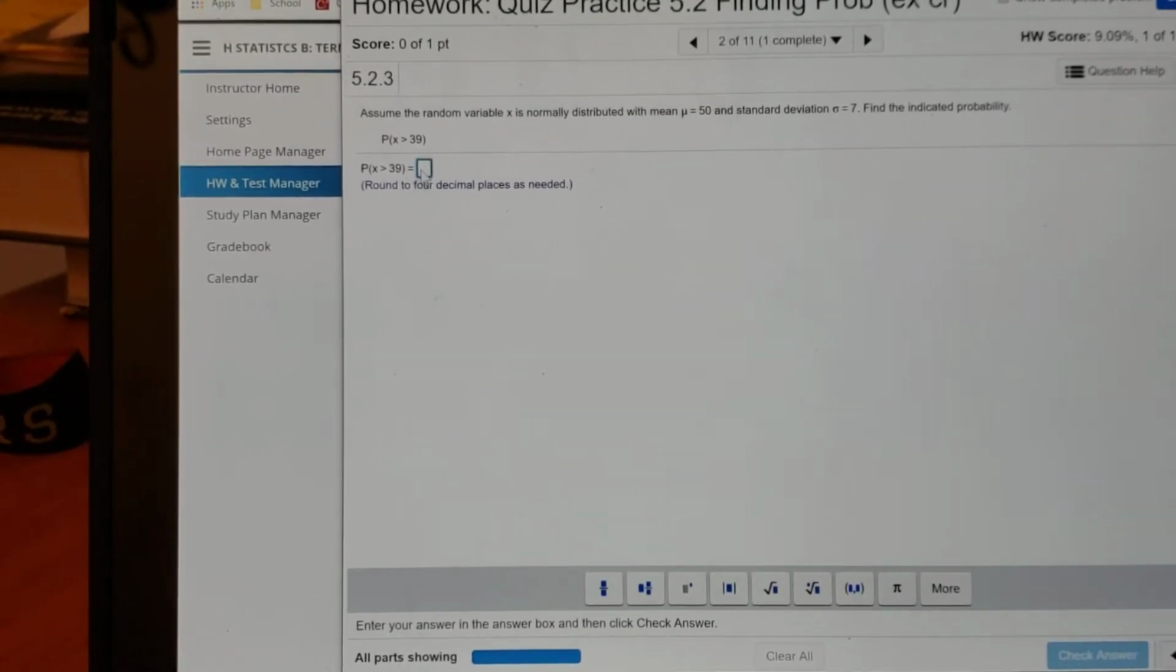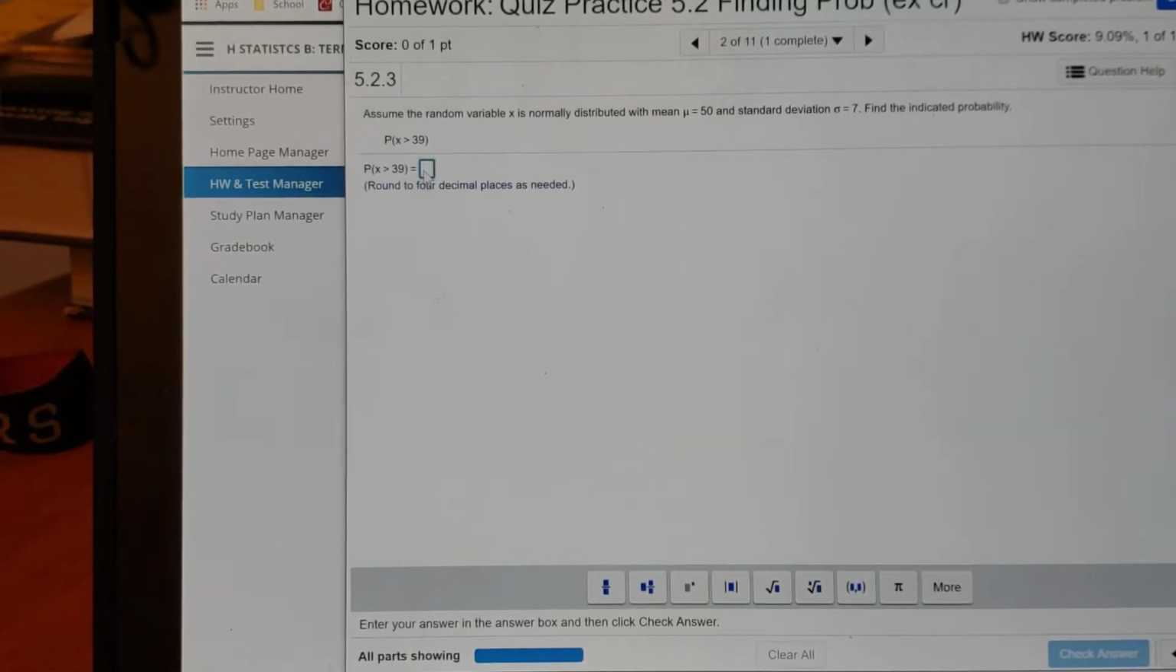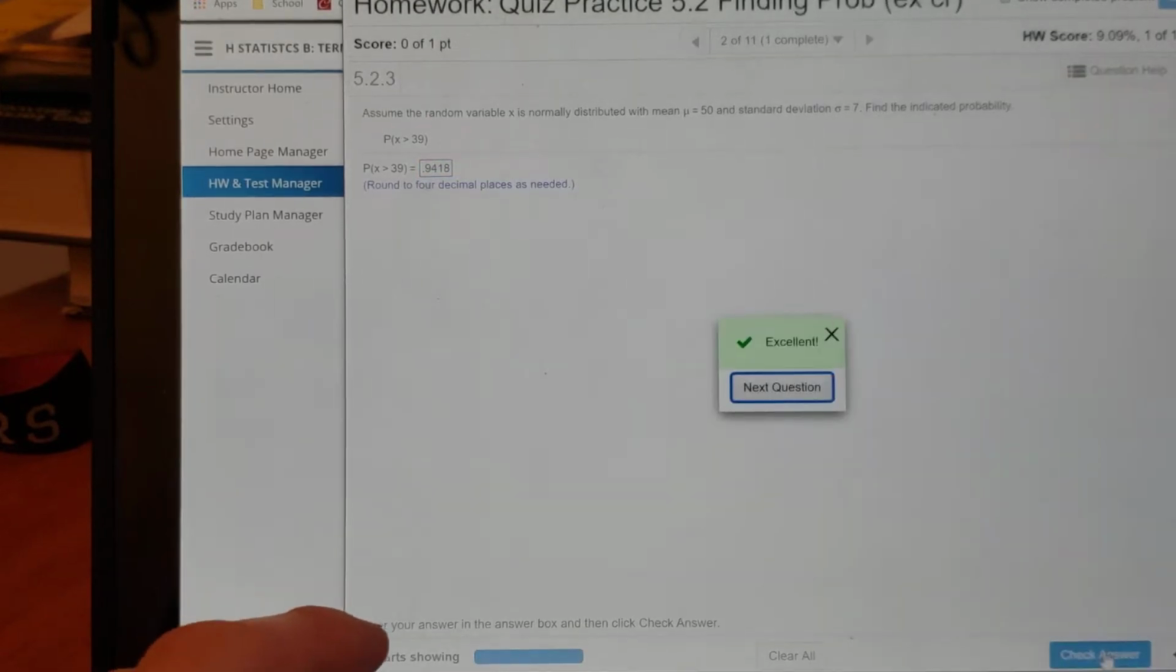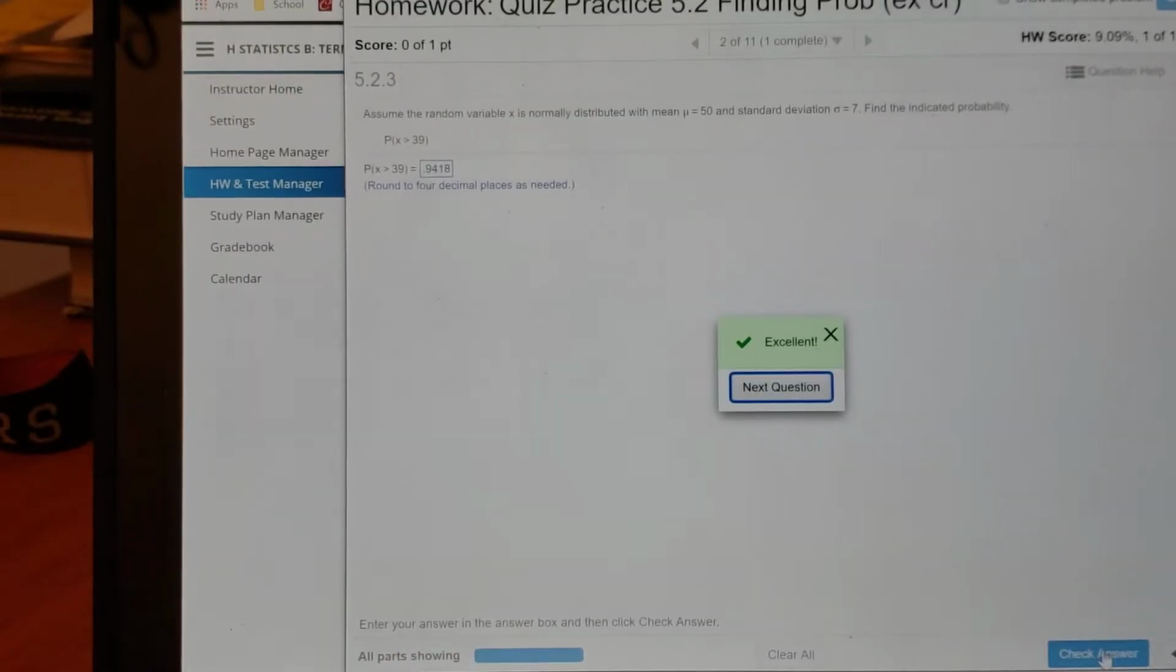Okay, I'm going to put in our scores right here. What did we have there? 0.9418. So let's try that 0.9418. And we can check our answer. And it tells us excellent, even though we were off by 1,000th. Again, that's just that rounding that we do. It's built in to catch that error.